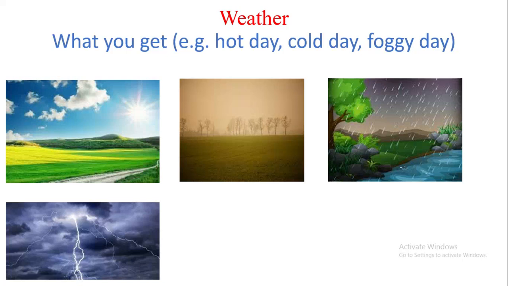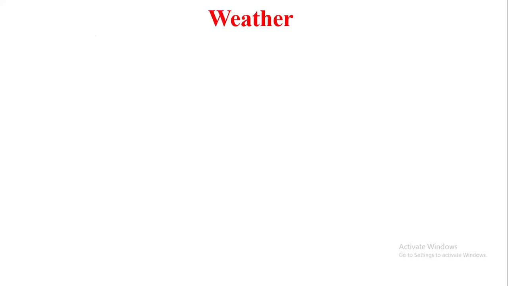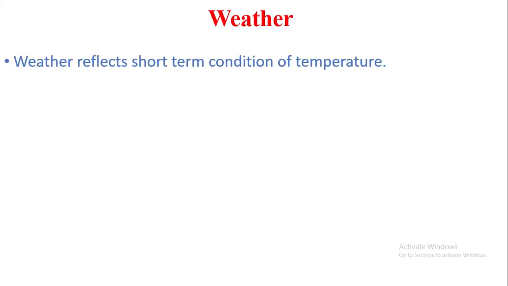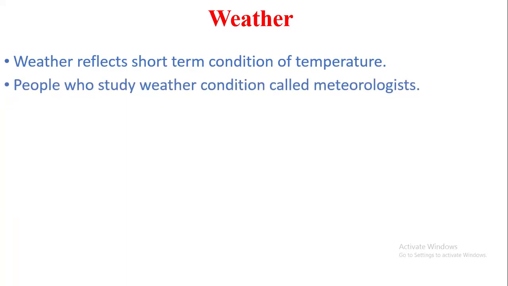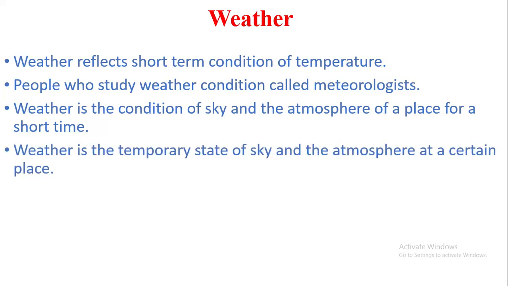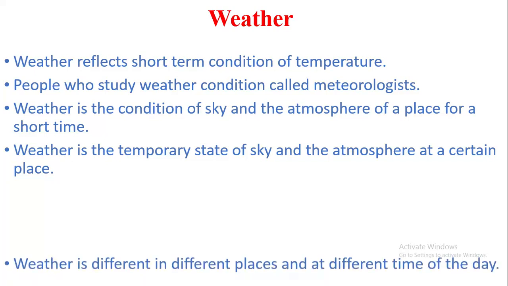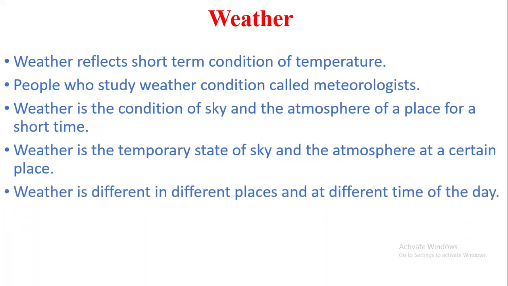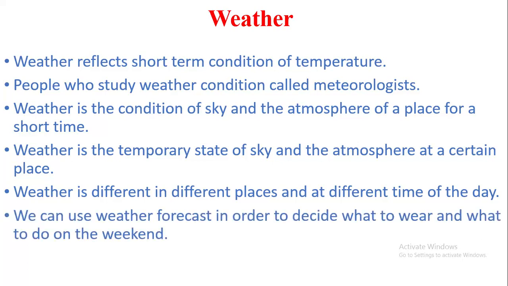So what is weather? Here's some information about weather. Weather reflects the short-term condition of temperature. People who study weather conditions are called meteorologists. Weather is the condition of the sky and the atmosphere of a place for a short time. Weather is the temporary state of the sky and the atmosphere at a certain place. Weather is different in different places and at different times of the day. We can use weather forecast to decide what to wear and what to do on the weekend.